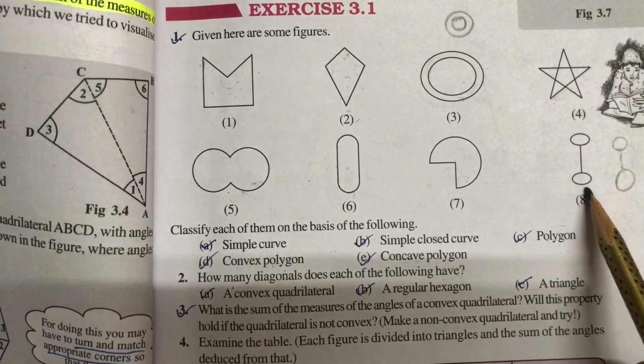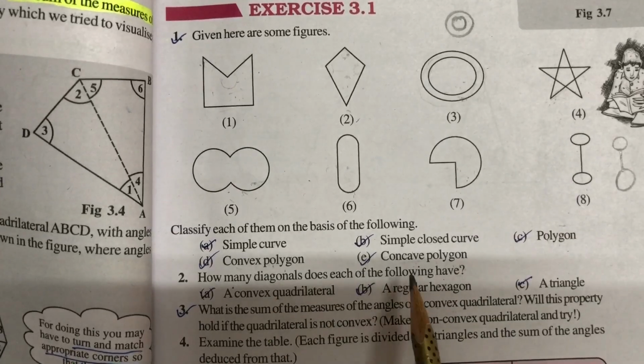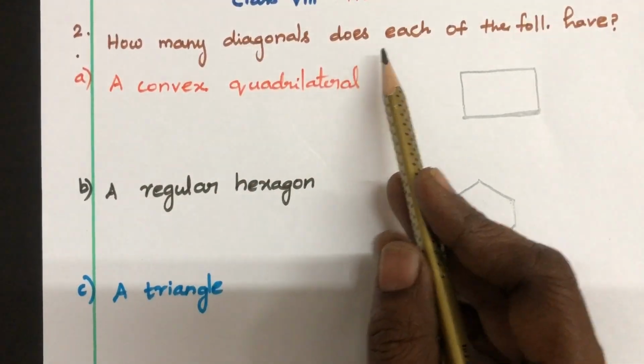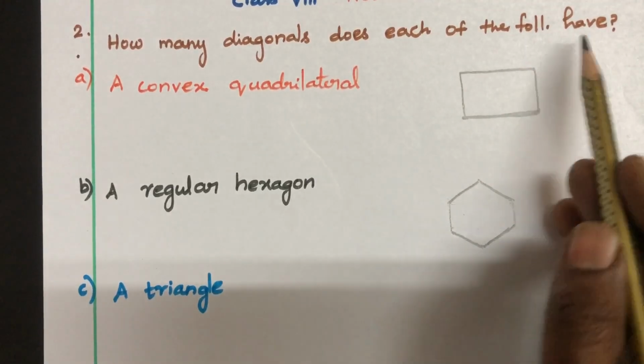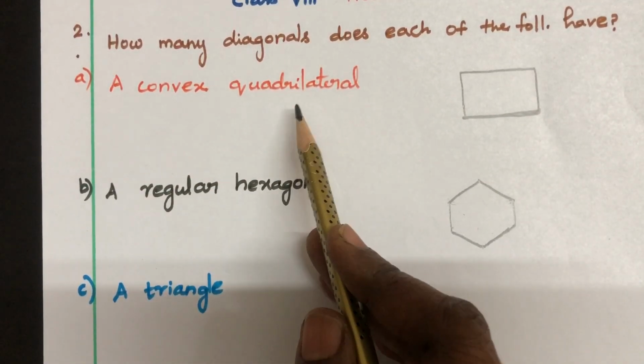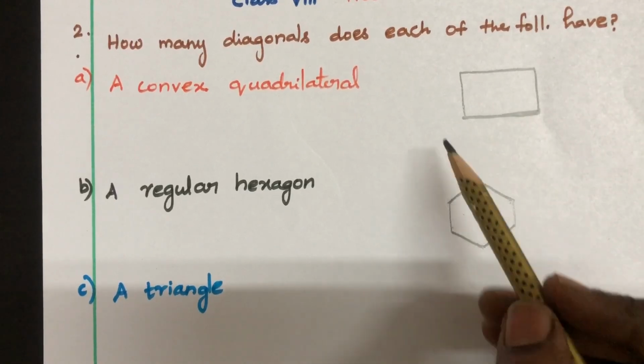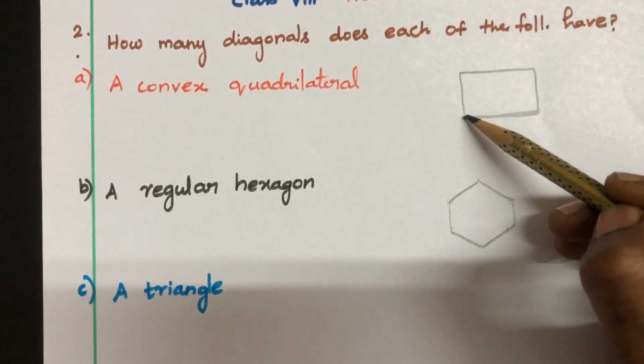Also, it is not a polygon. So it is not a convex or concave polygon. Second question, how many diagonals does each of the following have: a convex quadrilateral? For that, for example, I have taken this rectangle. So how many diagonals must it have?